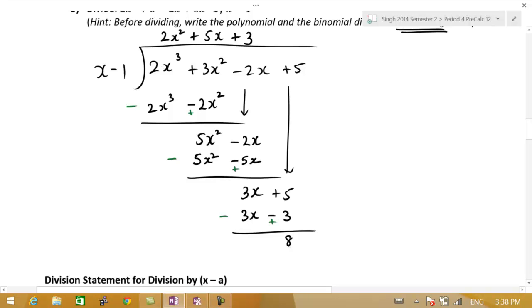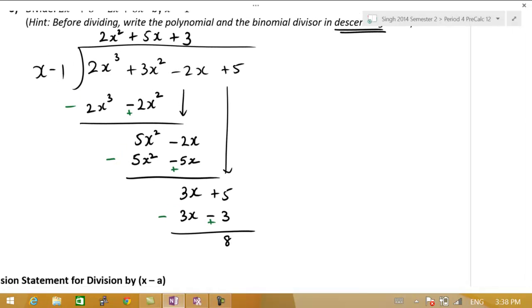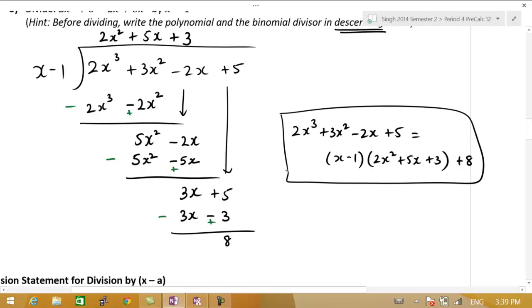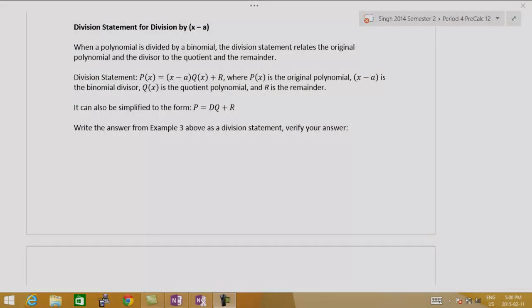Nothing more left. The only part left is to write that in a division statement, and this time your division statement is going to look something like this. I can say 2x cubed plus 3x squared minus 2x plus 5 equals x minus 1 times 2x squared plus 5x plus 3, and then plus a remainder of 8. This is your division statement. Alright, so just a quick review. A division statement, again, is simply a way to write the answer to the polynomial division.